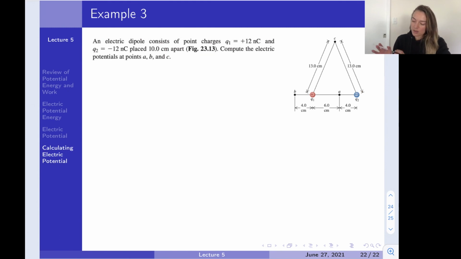So let's look at the potential for an electric dipole. I mentioned earlier that a dipole is just a positive and a negative charge close together. We'll talk about them more in chapter 24. But we just have a positive and a negative point charge separated by some distance here. So charge Q1 is 12 nanocoulombs, and charge Q2 is negative 12 nanocoulombs, and they're 10 centimeters apart. We want to calculate the electric potential at point A, point B, and point C.